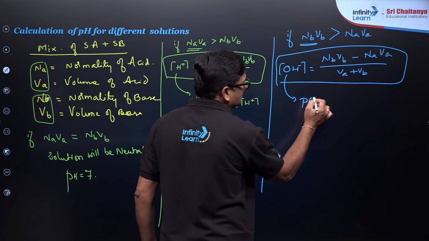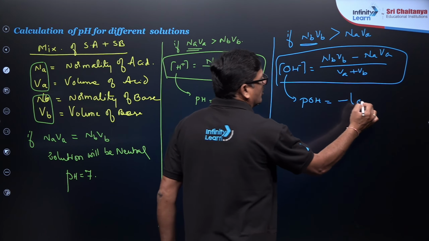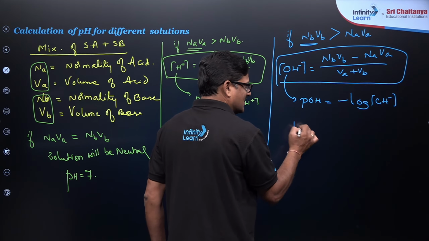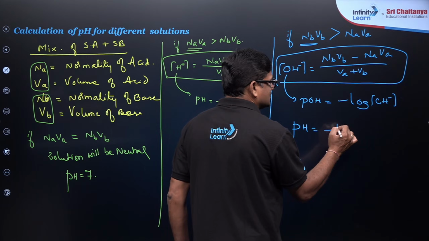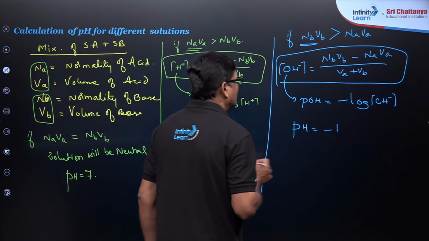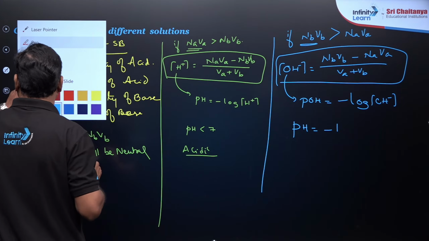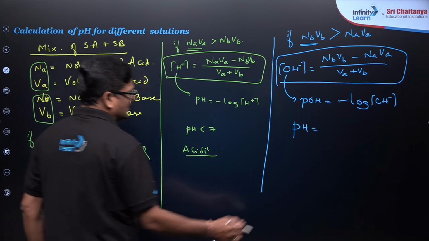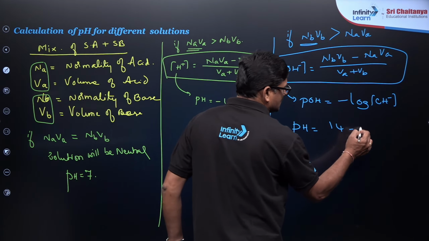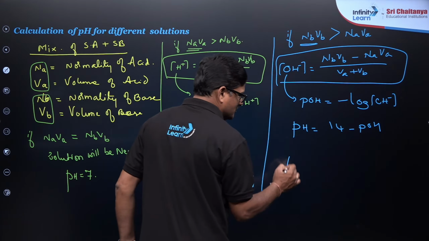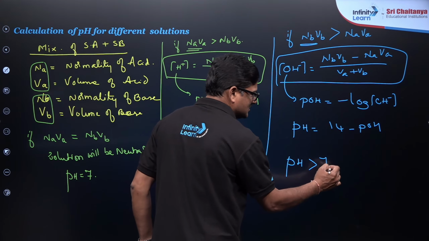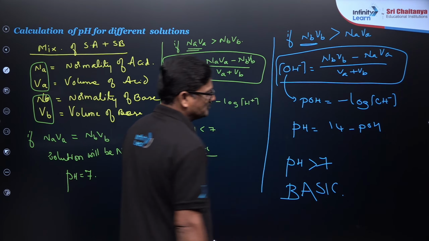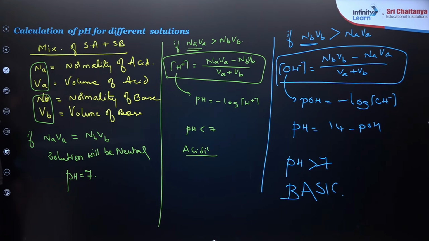From this, calculate pOH, the negative logarithm to the base 10 of the OH minus concentration, so that pH is equal to 14 minus pOH. The pH of the solution is going to be greater than 7 and it is going to be basic.